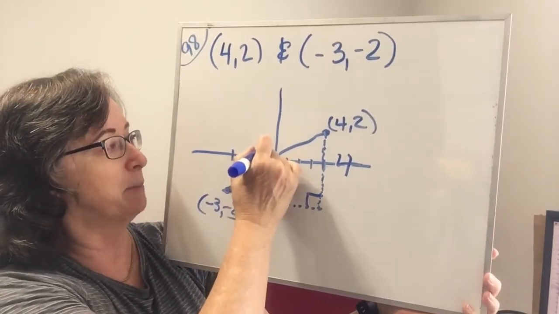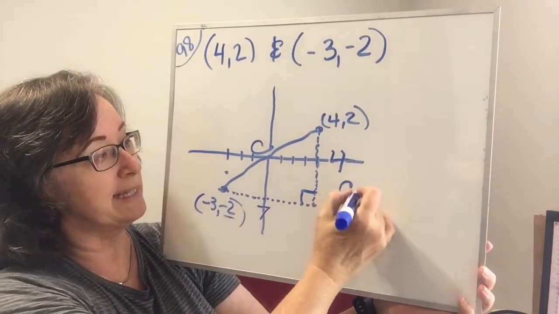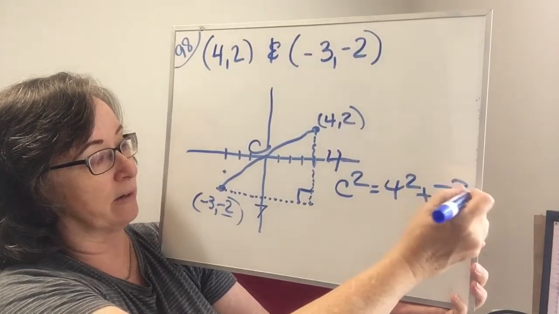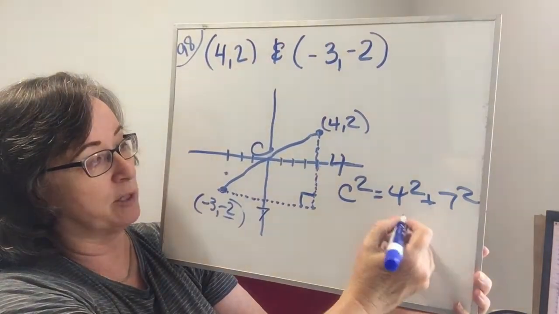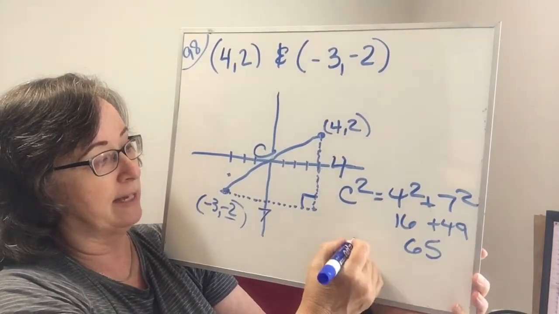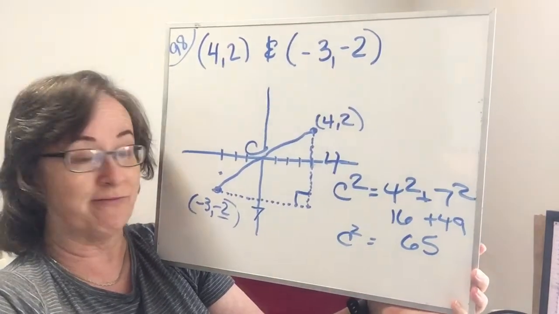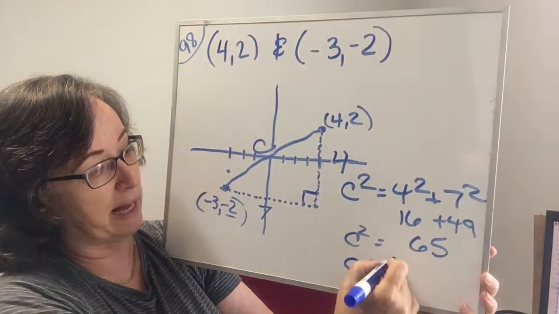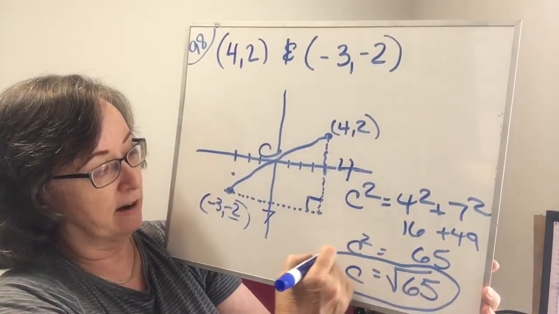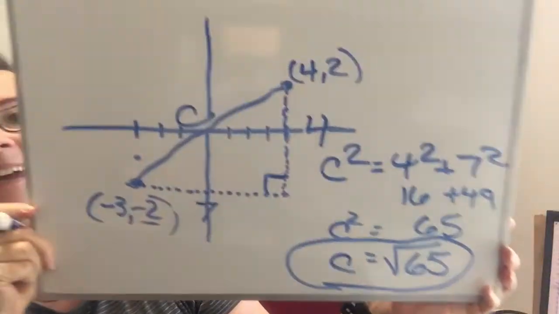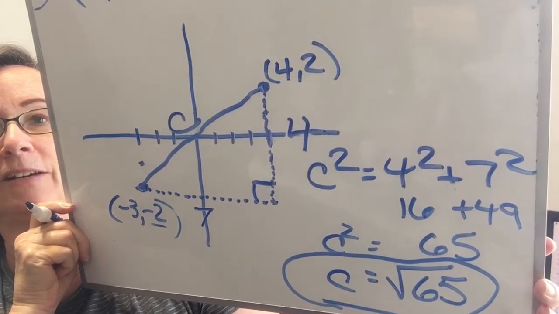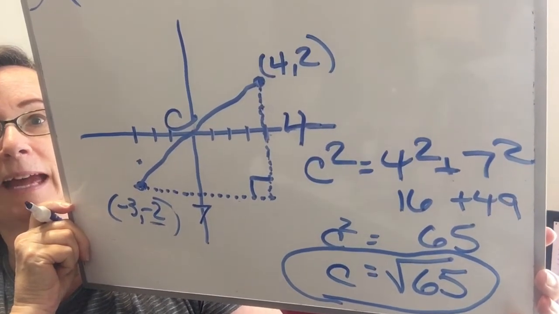So we're going to let this be C, and we're going to say c squared is equal to 4 squared plus 7 squared. And remember that this added up to be 16 plus 49, or 65. C squared is 65, so c is the positive square root of 65, because distances are not negative. And there you have our first example, all figured out using the Pythagorean theorem.